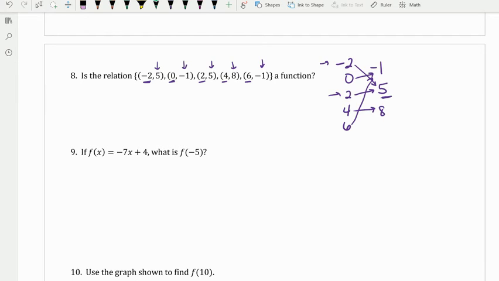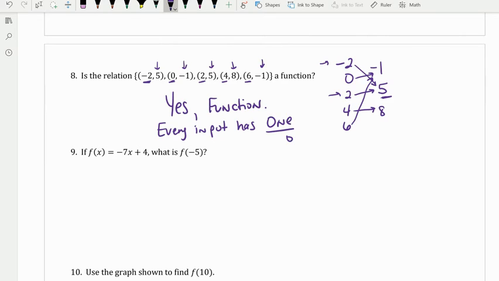Since every input only has one output, then yes, this is a function. Okay, every input has one output. That's what makes it a function.